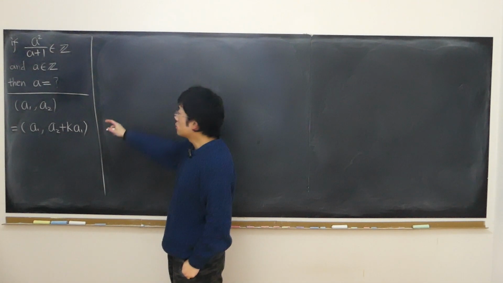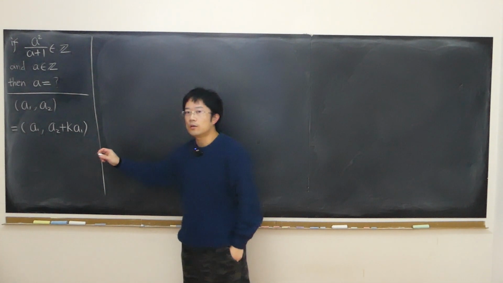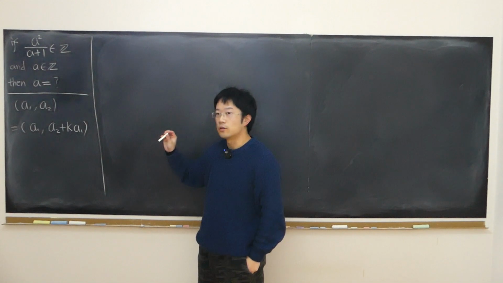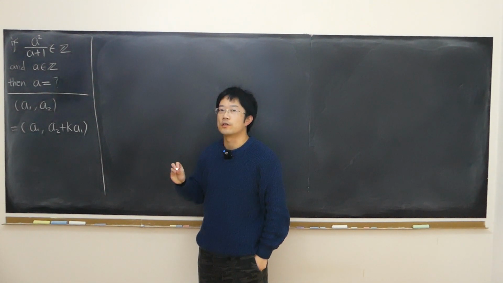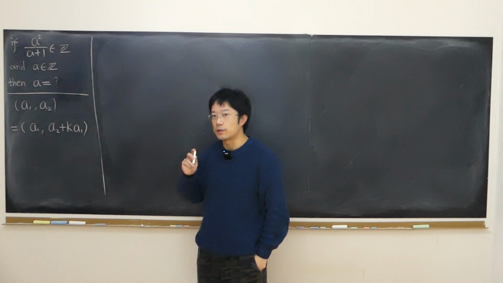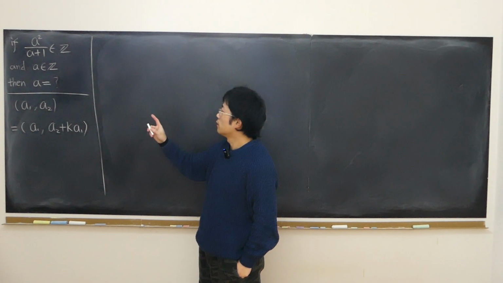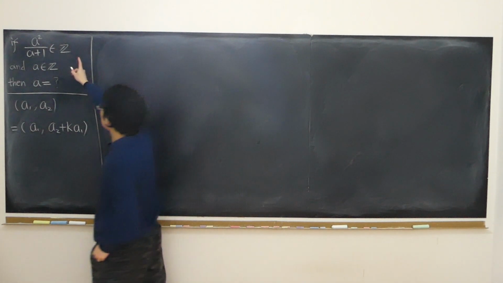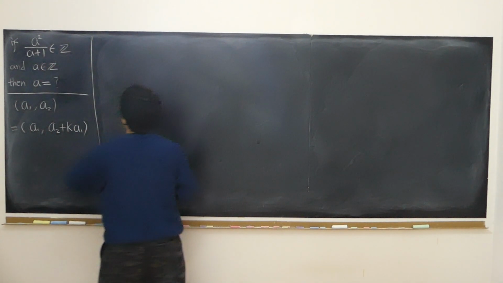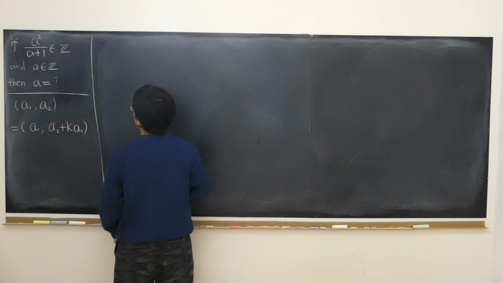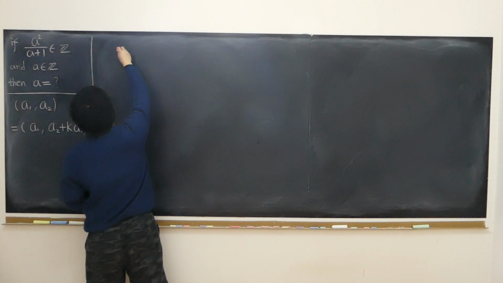In other words, a squared over a plus 1 may not always be an integer. If it's a non-integer, then we're not interested. We're only interested if it turns out to be an integer, and we want to find out the value of a as an integer that satisfies this condition. So first method, I'm going to use completing the square.